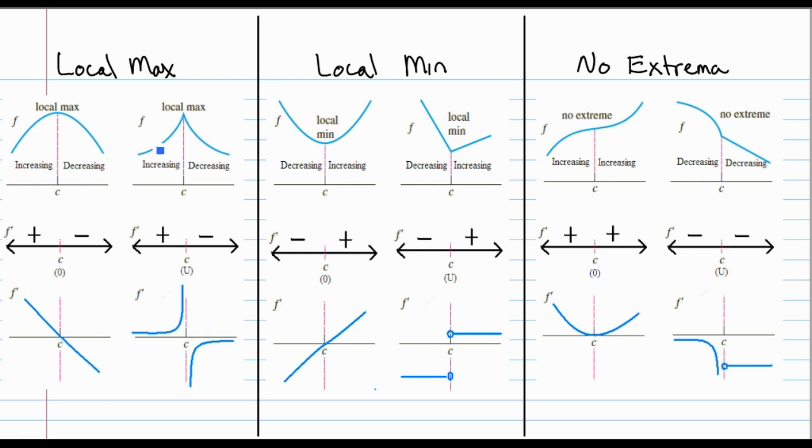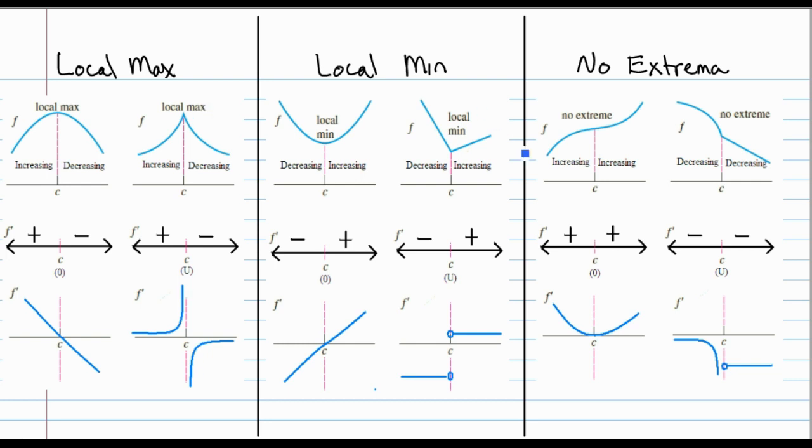Now we also have a local maximum, even though it looks a little funky and maybe is not differentiable there at c. So that would be a critical value where the function is undefined, where f prime is undefined. That's still okay. F prime can change from positive to negative, still creating a local max.